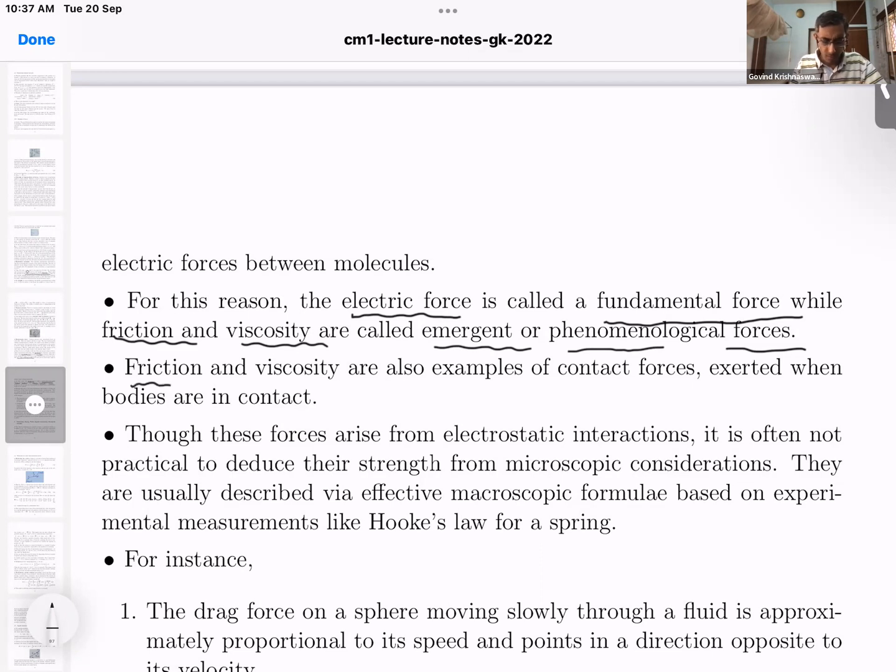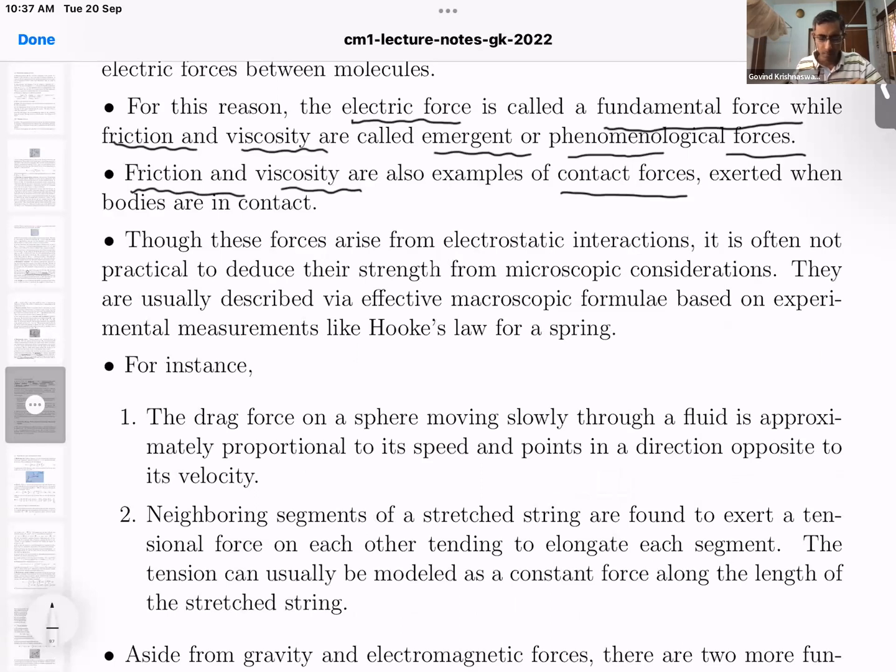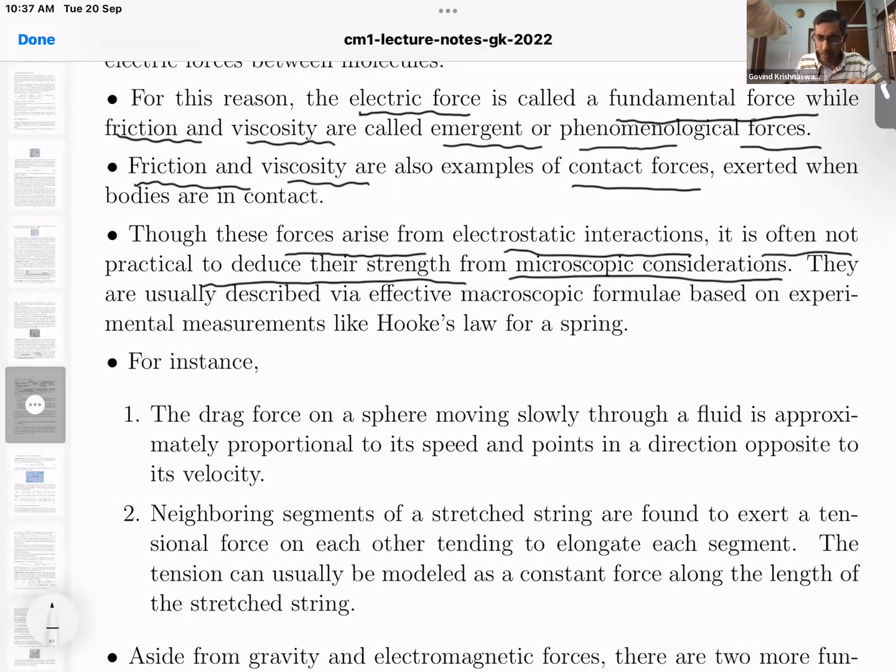As somebody pointed out, friction and viscosity are also examples of contact forces. They are present when bodies are in contact. And I emphasized that though these emergent forces arise from electrostatic interactions, it is often not practical to deduce their strength from microscopic considerations. It is hopeless. It's a very difficult task. One does it if you really need to, through large-scale computation and so on. They are usually described via effective macroscopic laws or formulae based on experimentation and experience, like Hooke's law for a spring.